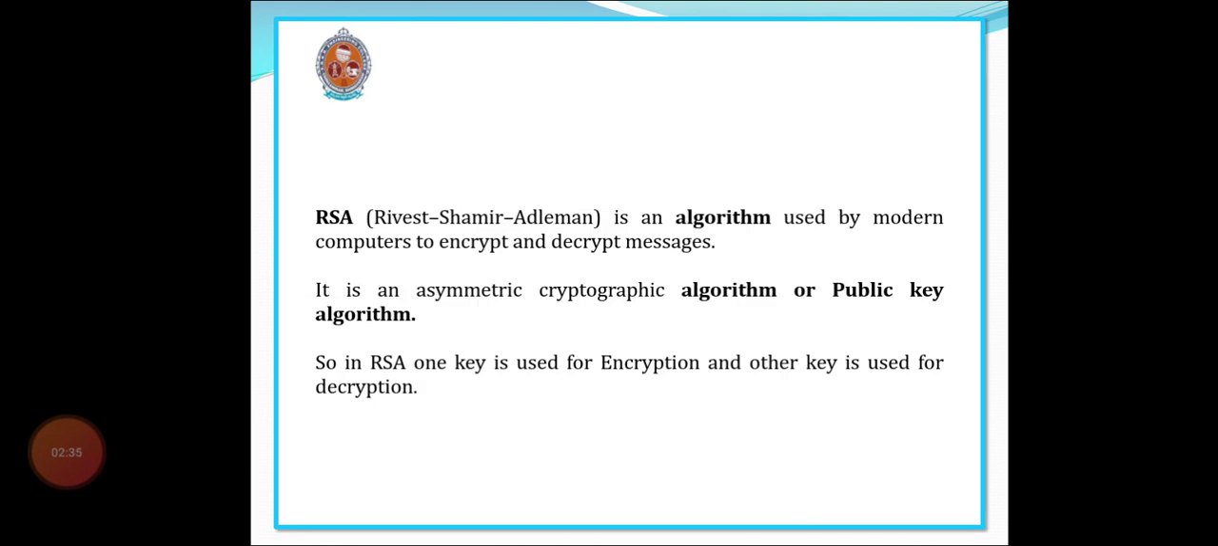Now coming to the RSA algorithm. The RSA algorithm was developed by Rivest, Shamir, and Adleman. This algorithm is used by modern computers to encrypt and decrypt messages. It is an asymmetric cryptographic algorithm, or public key cryptographic algorithm. So in the RSA algorithm, one key is used for encryption and the other key is used for decryption.